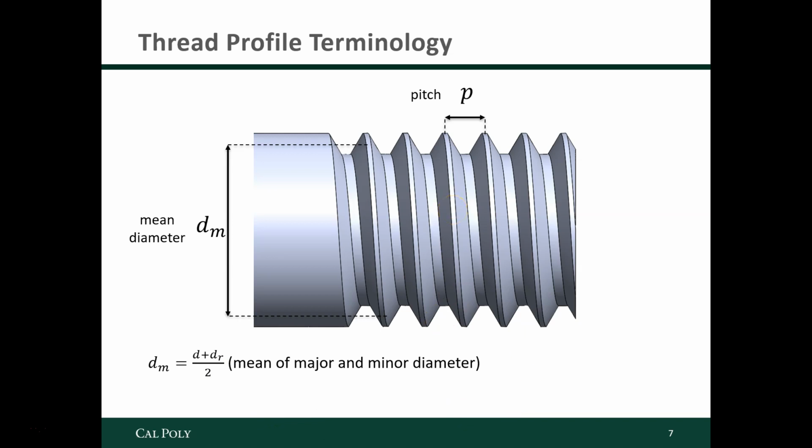Now, actually, in reality, we need to know the lead, which is numerically equal to the pitch for a single start screw. So we're going to be assuming a single start screw and saying that the lead is equal to pitch. And we also are going to need to know the thread angle, alpha. Now, for a square power screw, it's going to be 0. For an Acme screw, it's going to be 14.5 degrees.